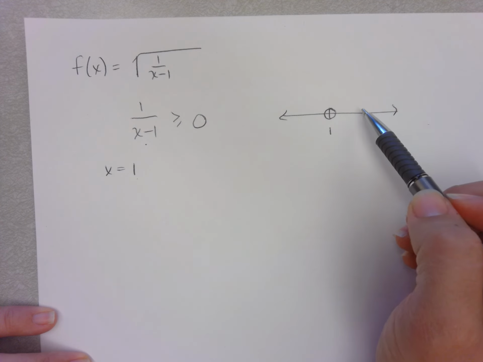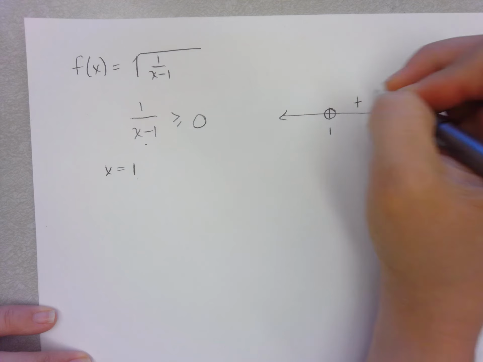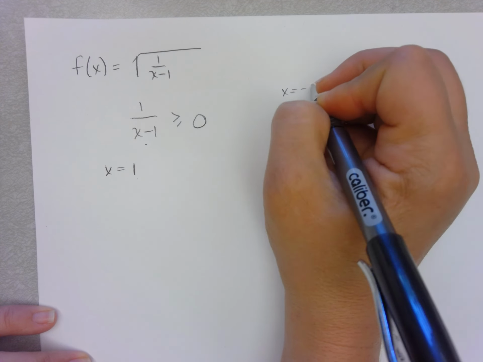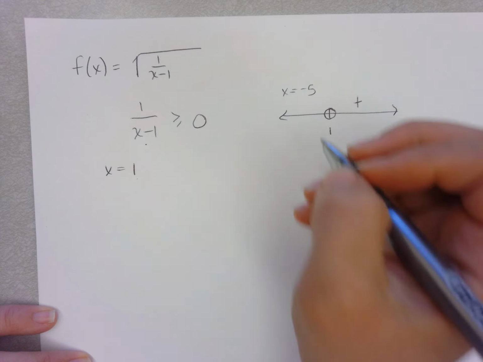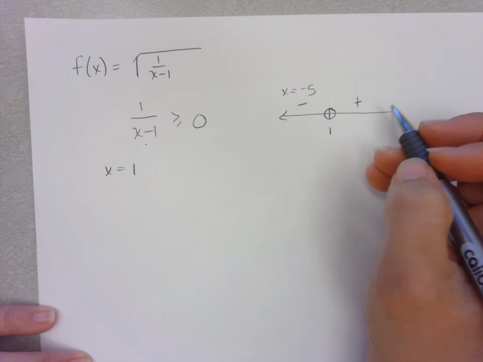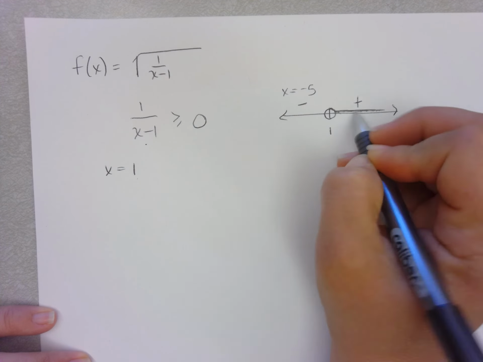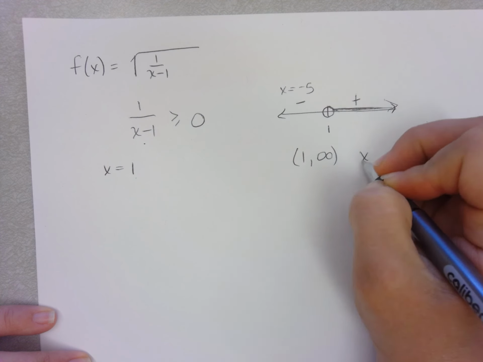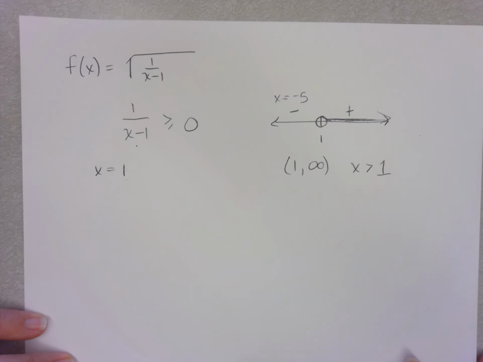And so if I test a number on this side, let's say I put in 3, then I get 1 over 3 minus 1, which is positive. And if I plug in a value on this side, let's say x equals negative 5, then I get 1 over negative 6, which is negative. So this is the negative part. So that means my domain restriction for this particular part is this piece of my number line, from 1 to infinity, where x is greater than 1. So that's an application that we can use.